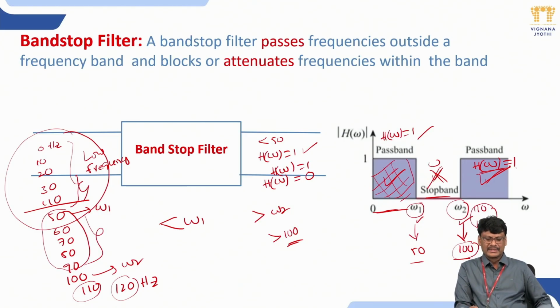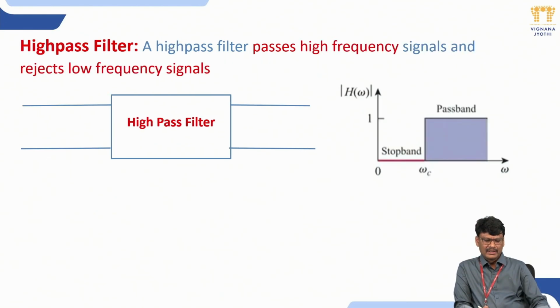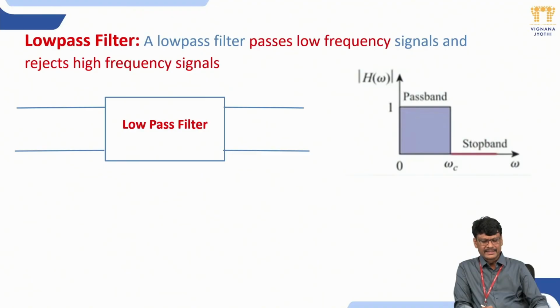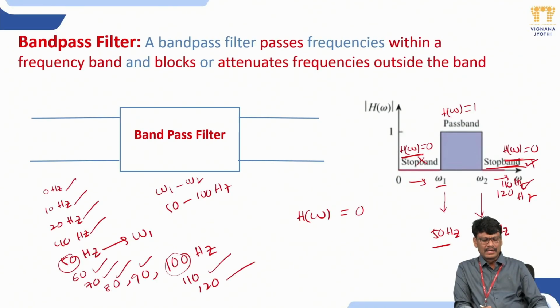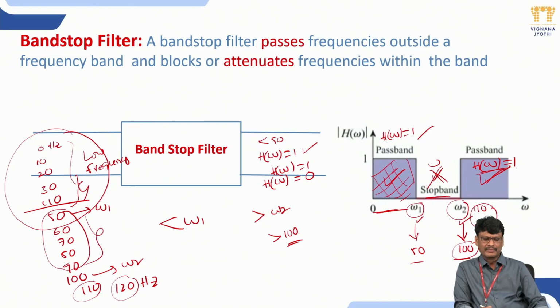This is about the types of filters. The operation of each filter is different. The operation of the band stop filter is completely opposite to the band pass filter. Similarly, the operation of the high pass filter is exactly opposite to the low pass filter. So this is about all types of passive filters.